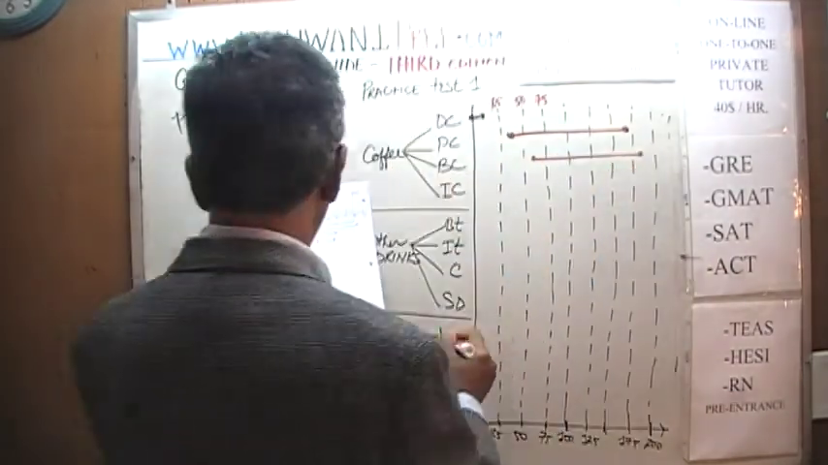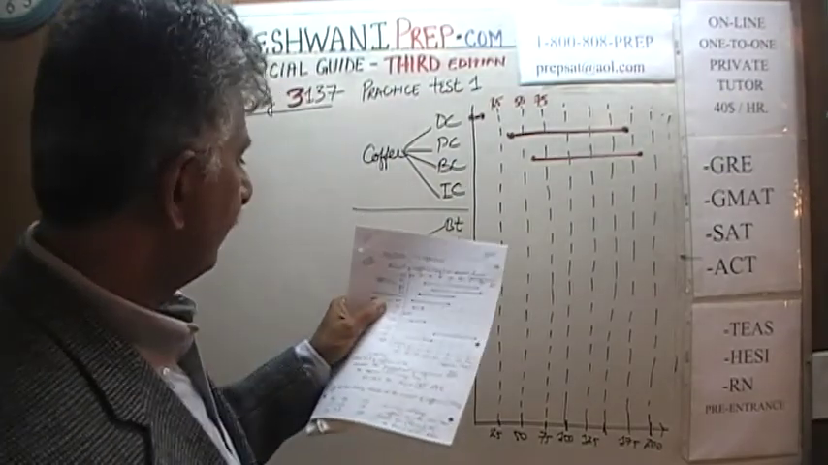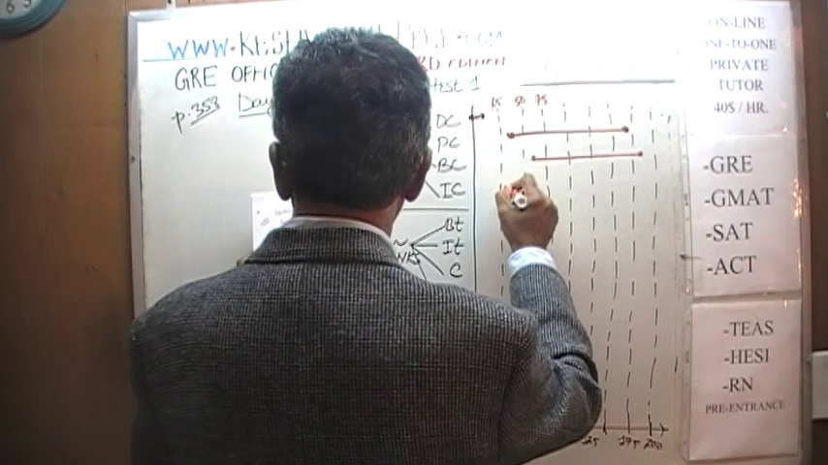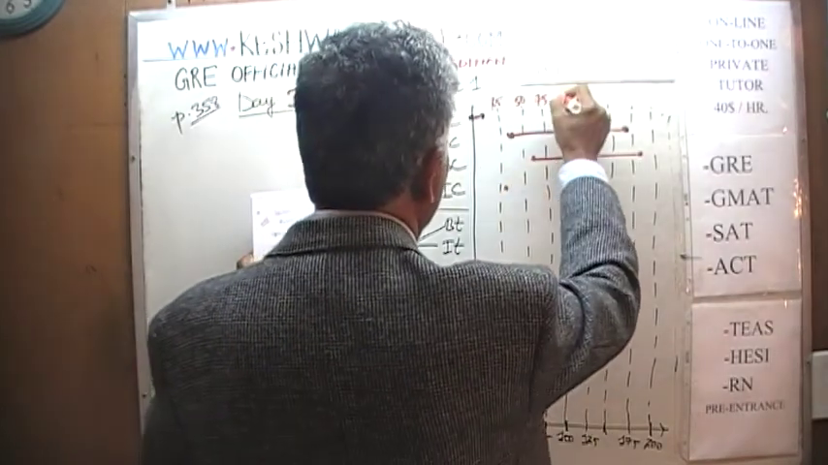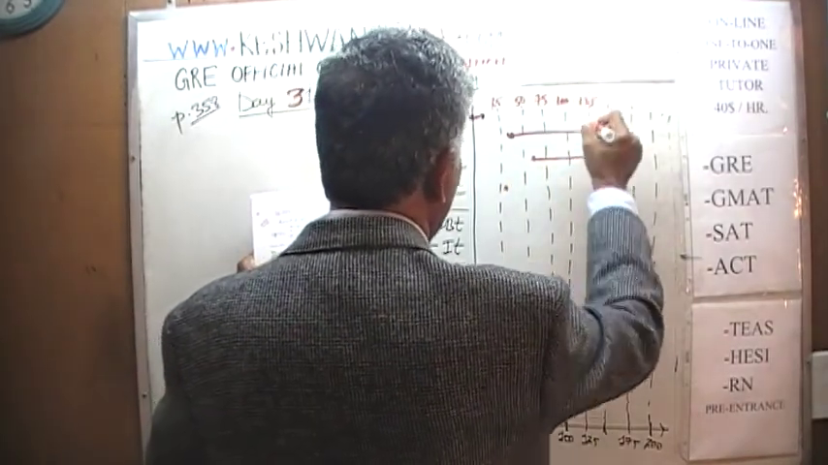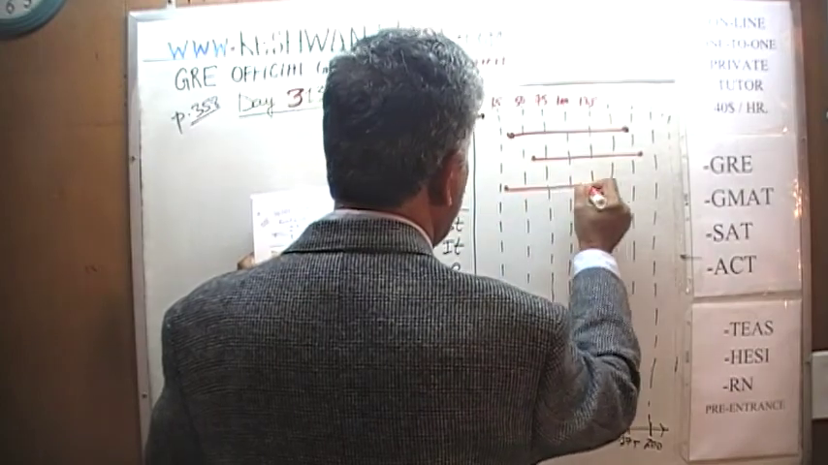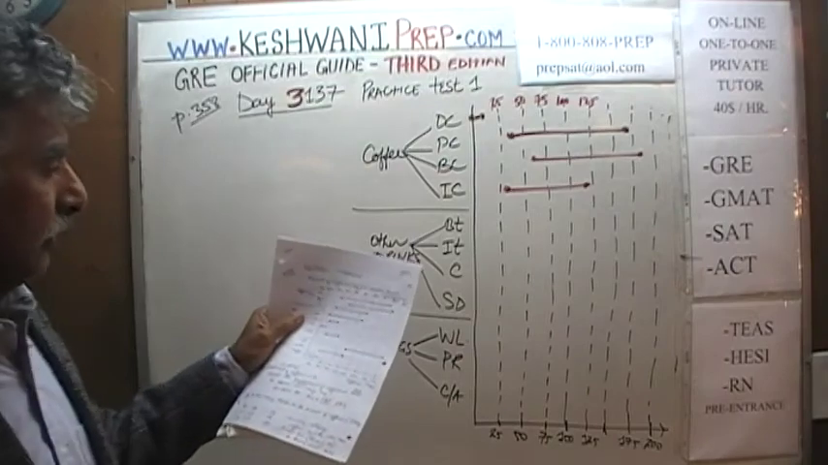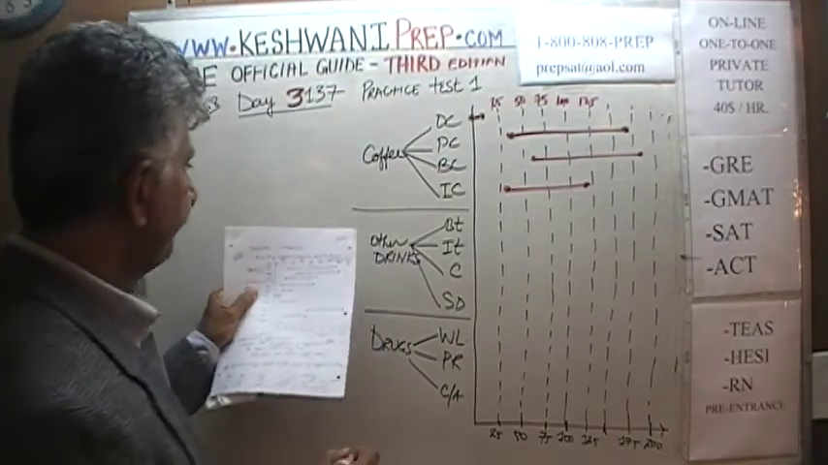The next one is instant coffee, and instant coffee starts with a little over 25 and goes all the way up to a little under 125. So this is 100, 125, a little under it. Those are done. Let's move on to the next one.